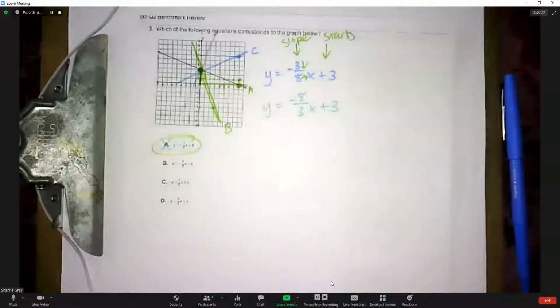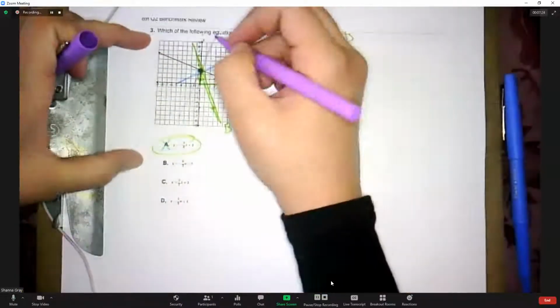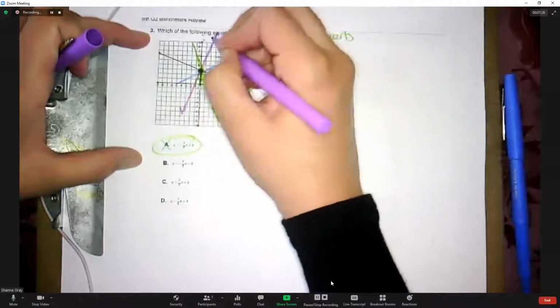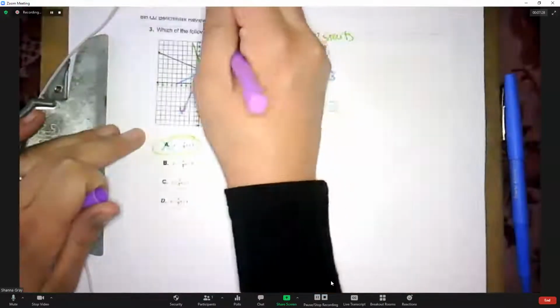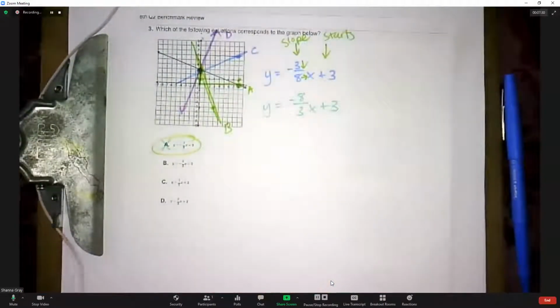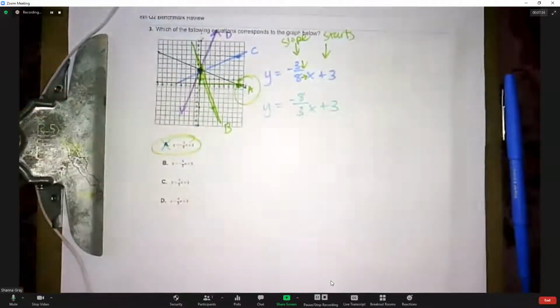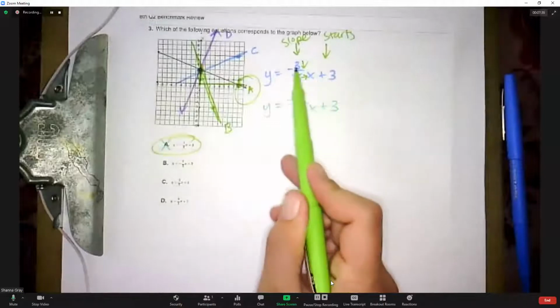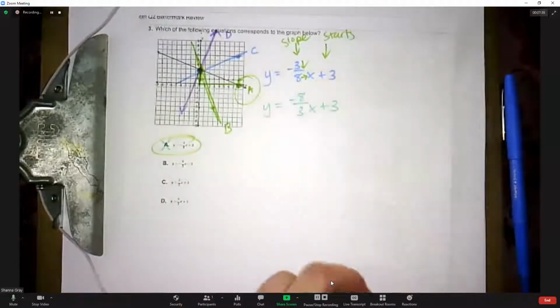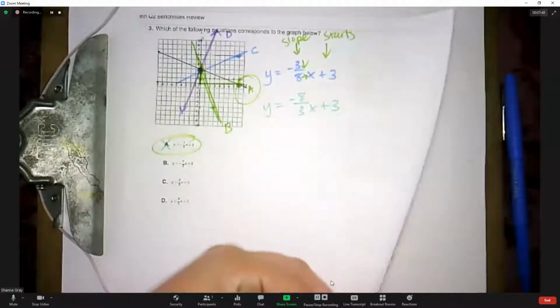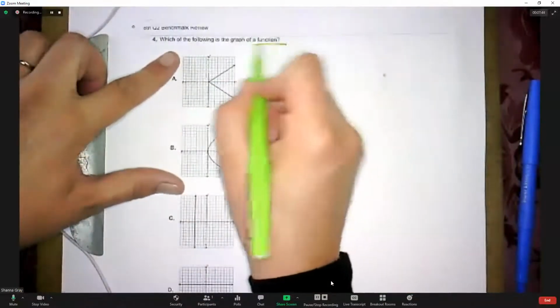My pen's dying. So this is D. So the only one that works for the line that they gave us is A, because I'm starting at 3 and then going down 3 over 8. Okay, which of the following graphs is a function?